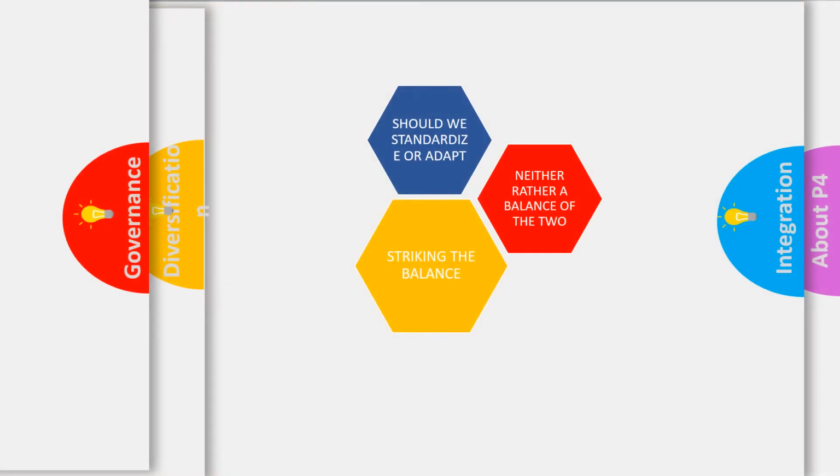This is all about striking the balance. So if we think about it, we're saying to ourselves, should we standardize or should we adapt? And maybe we shouldn't just say we're going to adapt or we're just going to standardize. Perhaps we need to look at the situation and the circumstances, and we need to take a balance of the two. And so maybe we need to do both. We need to standardize and adapt.